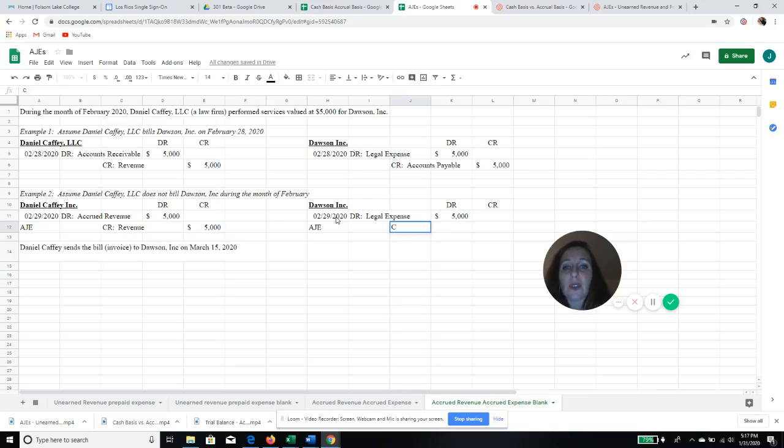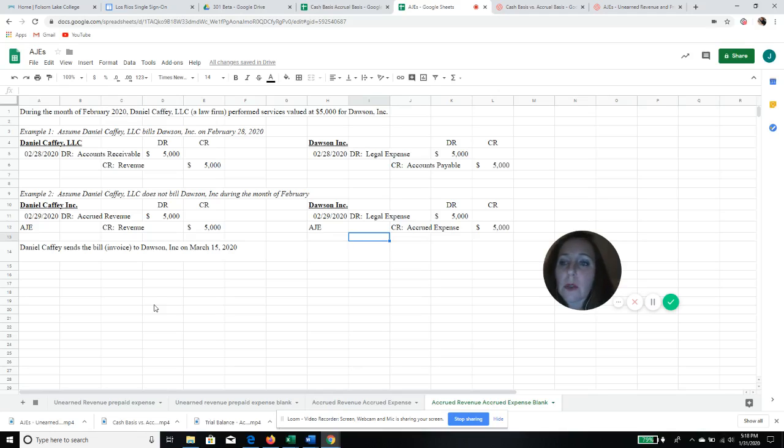So instead, they're going to credit an account called accrued expense. Accrued expense works just like accounts payable, but you haven't gotten the bill. Accrued expense is a liability account. You increase with a credit, you decrease with a debit. So it's very similar to accounts payable with that one difference: you have not received the invoice from your law firm.